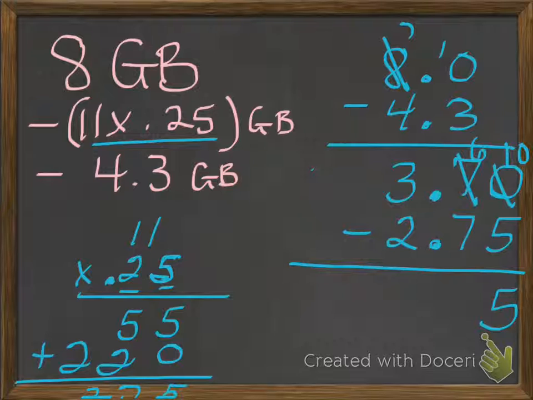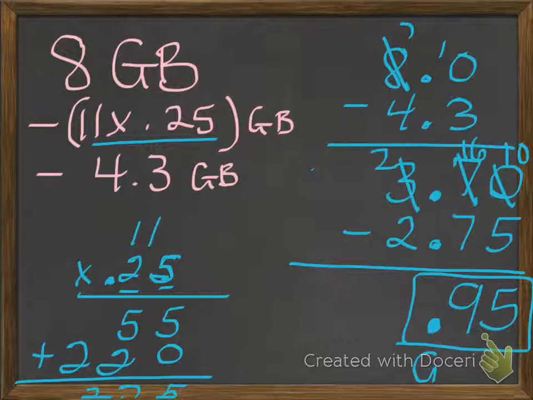And I had the same problem. I can't subtract 7 from 6, so I'm going to go borrow. 16 minus 7 is 9. And then I'm done with my subtraction because 2 minus 2 is 0. So 0.95. And then don't forget your units. 0.95 gigabytes is what he would have left.